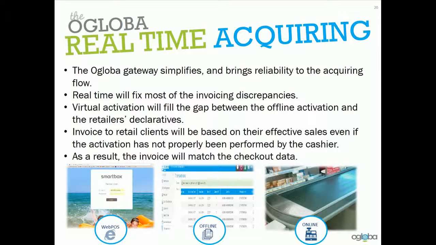Acquiring is one of the most important aspects of the Ogloba contribution to improve the voucher lifecycle. It is believed that online activation will detect and fix data discrepancies immediately. By catching up with data coming from the distributor's hosts, the Ogloba platform will align the invoicing with the checkout data.